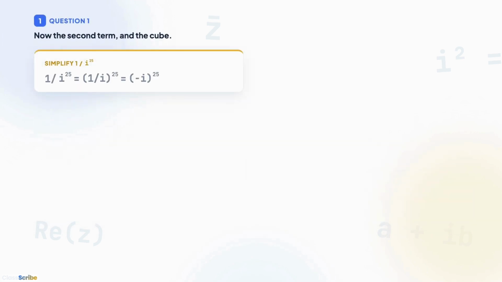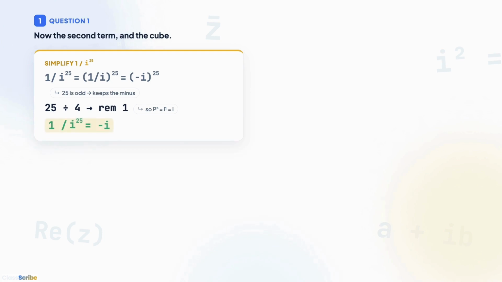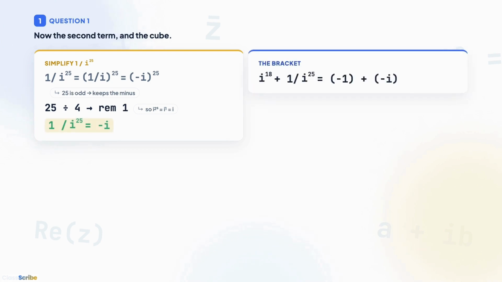Now we need minus i raised to the power 25. Since 25 is an odd number, this becomes minus i raised to the power 25. The power of i again repeats every 4 powers. The remainder after dividing 25 by 4 is 1. So i raised to 25 is simply i. Therefore, minus i raised to 25 becomes minus i. Now the bracket becomes minus 1 minus i.